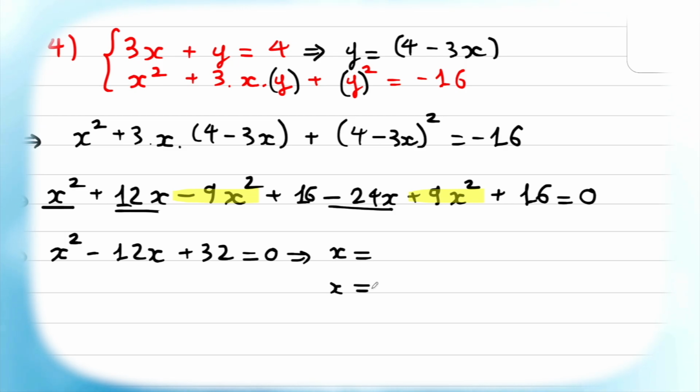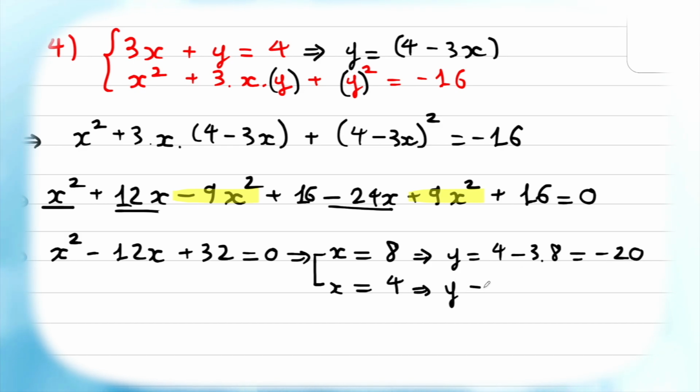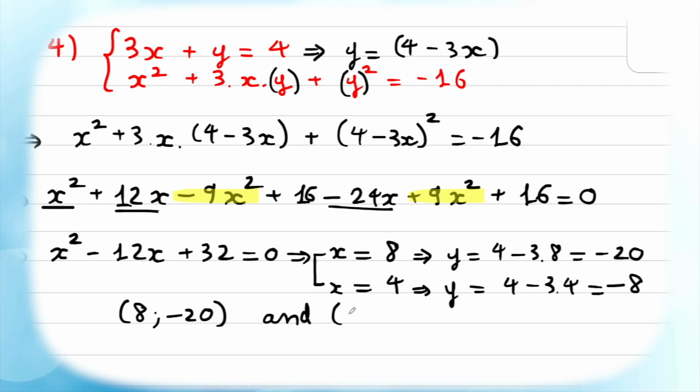And for x here, okay, after I use my calculator, I have the first value for x will be 8 and the second one will be 4. And y will be 4 minus 3 times 8 equal to minus 20. And for y here you got 4 minus 3 times 4 equal to minus 8. The two points for this one will be 8 and minus 20, and 4 and minus 8.